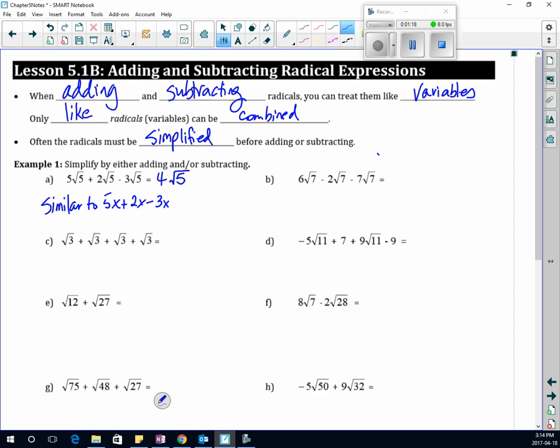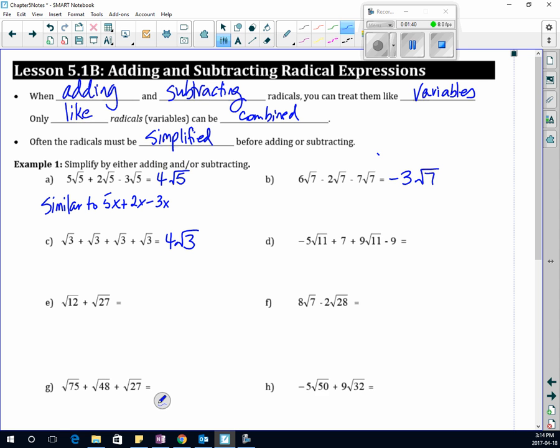Same thing for b. It's all like radicals. 6 root 7 subtract 2 root 7 is 4 root 7. Subtract 7 root 7 is minus 3 root 7. Root 3 plus root 3 plus root 3 plus root 3 is 4 root 3s.